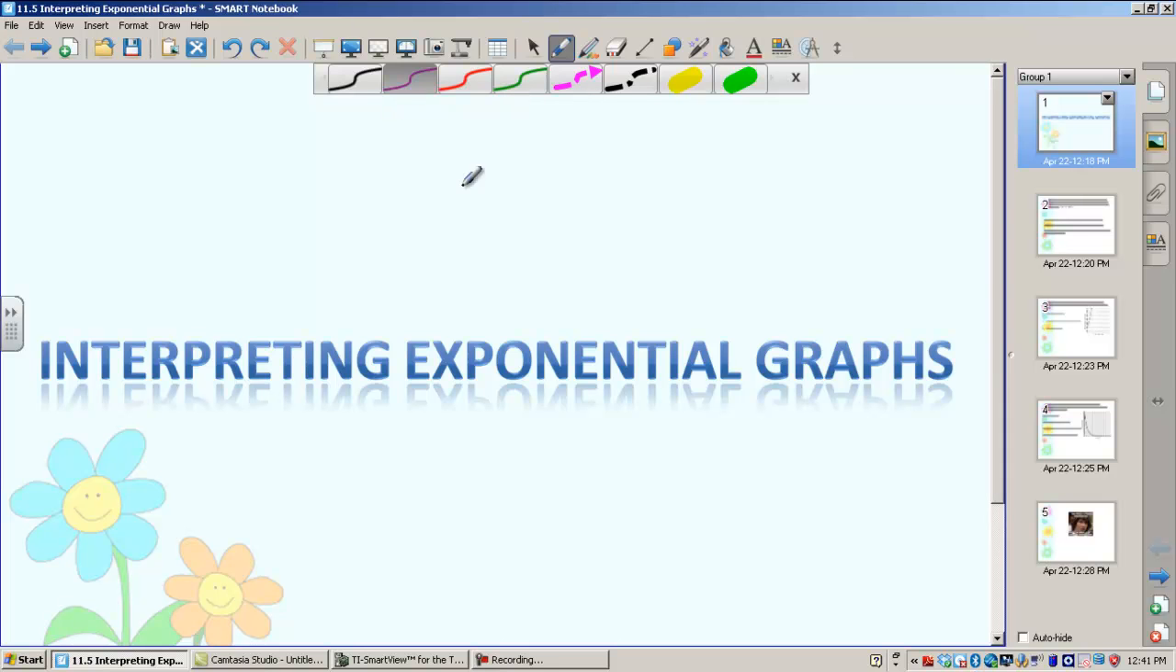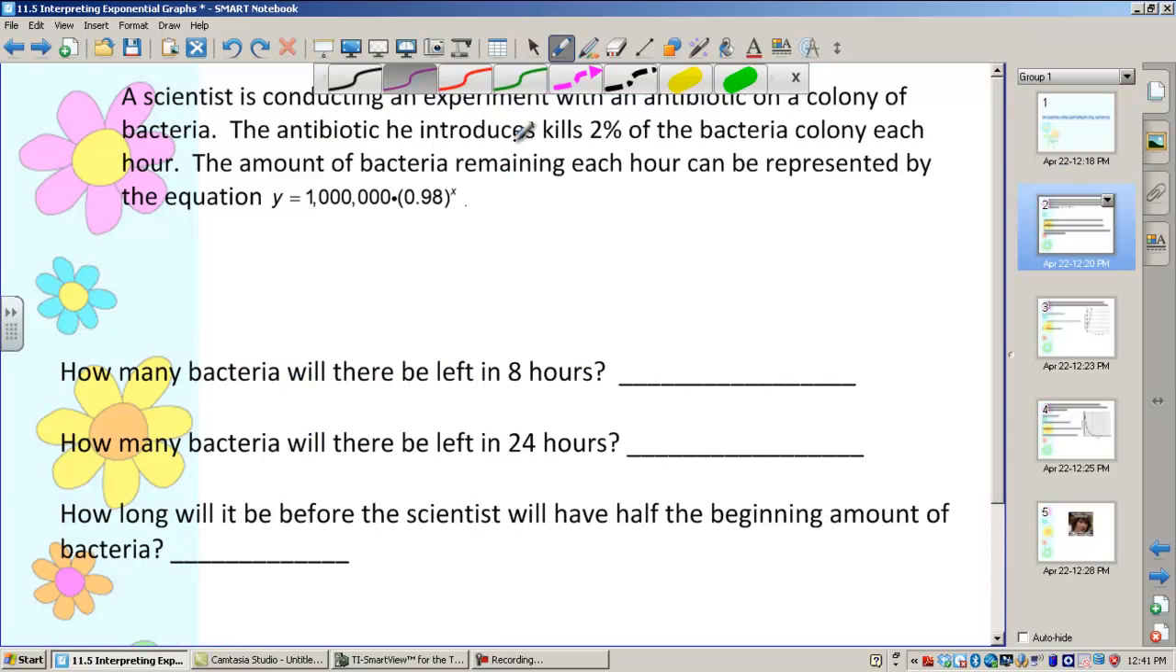Let's go really quickly and talk about interpreting exponential graphs. So let's go to the first example. A scientist is conducting an experiment with an antibiotic on a colony of bacteria. The antibiotic that he introduces kills 2% of the bacteria every hour, and the bacteria remaining each hour can be represented by that equation. And so they give you the exponential equation, and we're just asking questions.